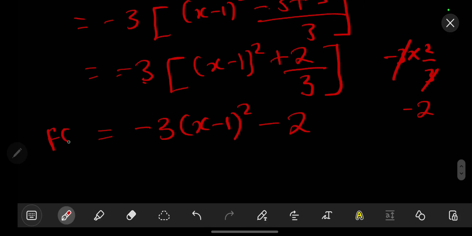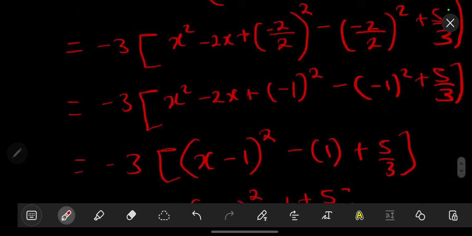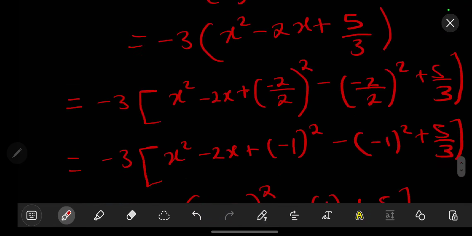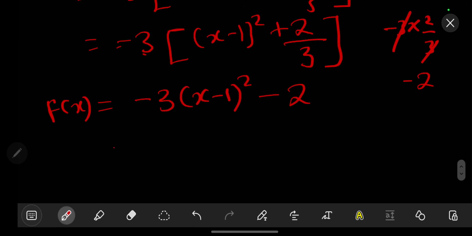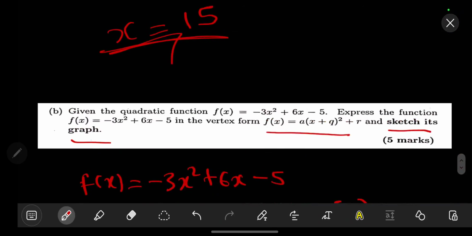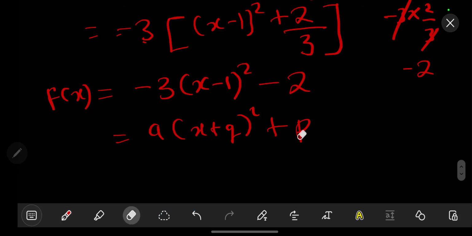So that means to say this has been converted to the vertex form, which is the form that is given as a(x + q) squared, then we have plus p, should be plus r. So plus our r like that.